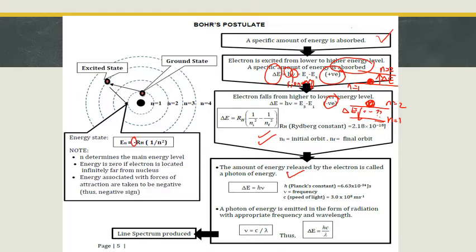Kita emitted, kita boleh nampak as light. Okay, that light bring specific energy and also specific wavelength. Jadi, a photon of energy is emitted in the form of radiation with appropriate frequency and wavelength. Maksudnya dia ada specific frequency dan wavelength, that photon ataupun light tu.